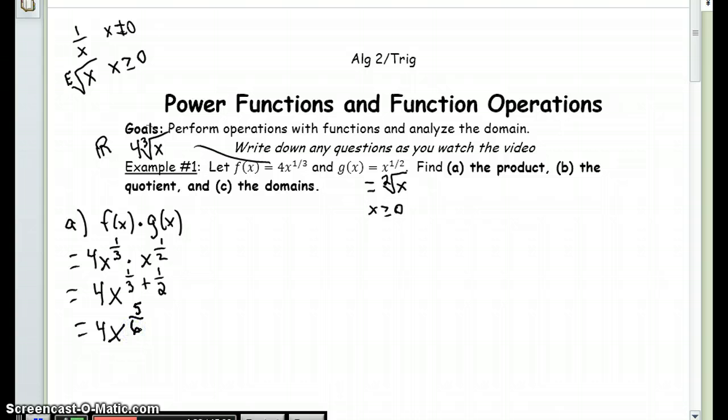Alright, now I'm going to go ahead and state the domain, but this is the answer to the product. So I'll circle this. So that gives me the product. I can write the domain over here.